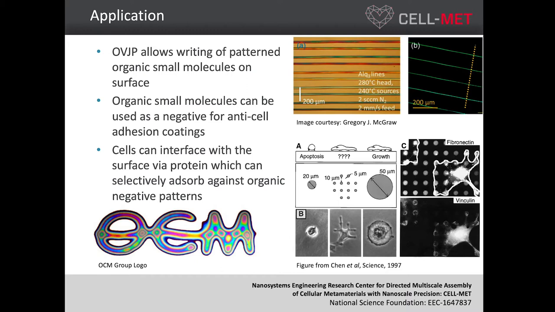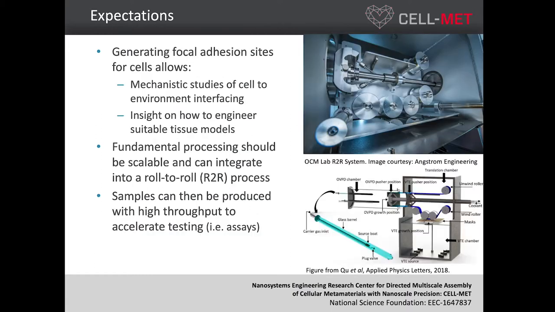And really, we're trying to motivate this previous experiment and other experiments that have been done in the past, but being able to do this in a more arbitrary fashion. So as I've mentioned, cells can interface with the surface via proteins. And what we're essentially doing is patterning a negative for an anti-protein adsorption layer. So that would be the applications.